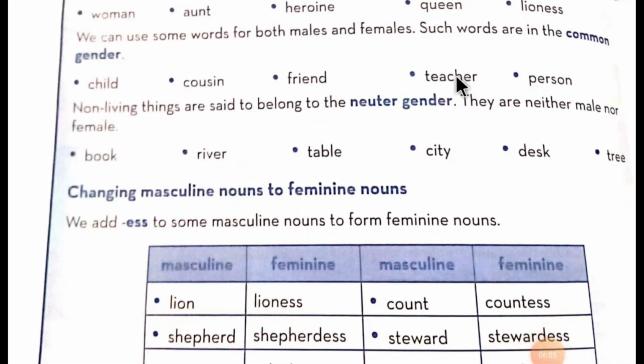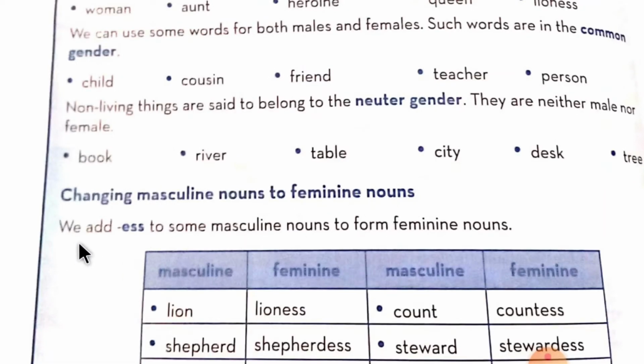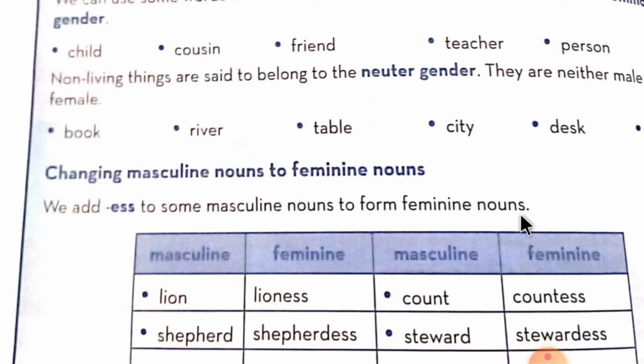I hope students you have enjoyed the video and understood properly which are the four kinds of gender. Now, which are the certain rules to change masculine gender to feminine gender? Now look in detail. Some changing rules of masculine nouns to feminine nouns. Look here. First rule: we add ESS to some masculine nouns to form feminine nouns.